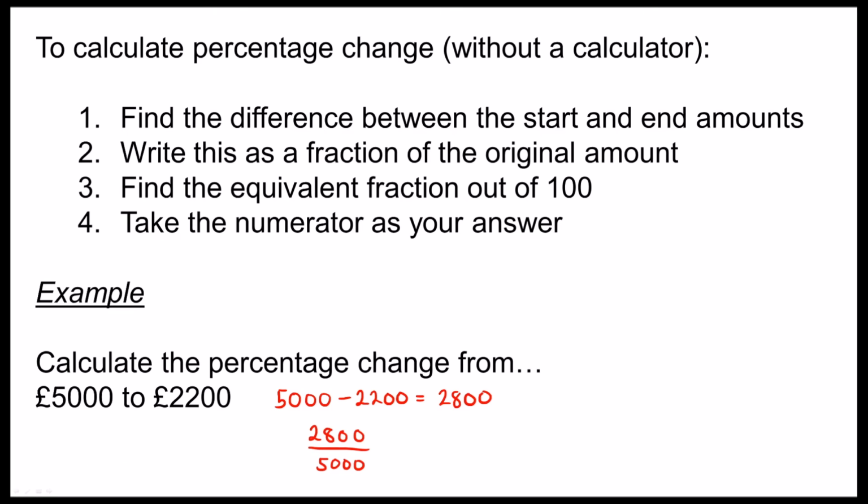Now, our goal is to try and get this as an equivalent fraction out of 100. To do this, I'm going to start by cancelling the zeros from the top and the bottom. So there's 2 on the top and 2 on the bottom, which gives me an equivalent fraction of 28 over 50. Now, to get that out of 100, I can simply double the top and the bottom. So 28 times by 2 gives me 56. That means that my percentage change is 56%. Again, because we've gone from 5,000 to 2,200, we know that it's a 56% decrease in my answer.